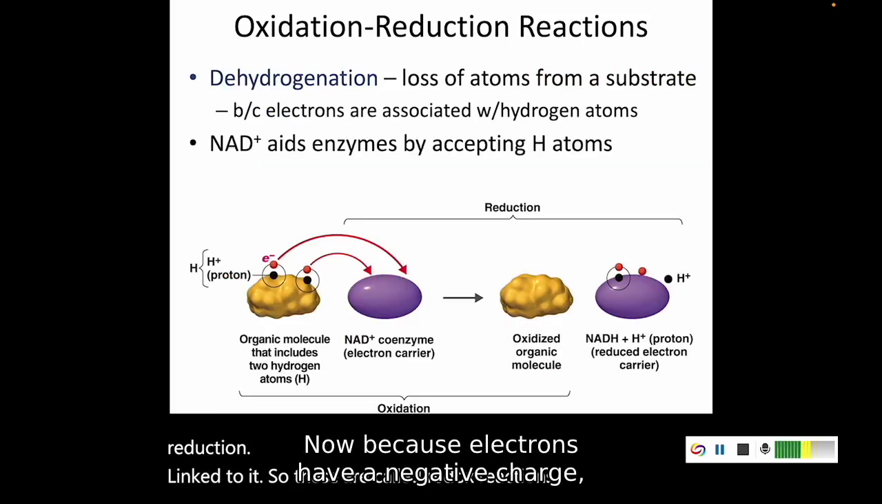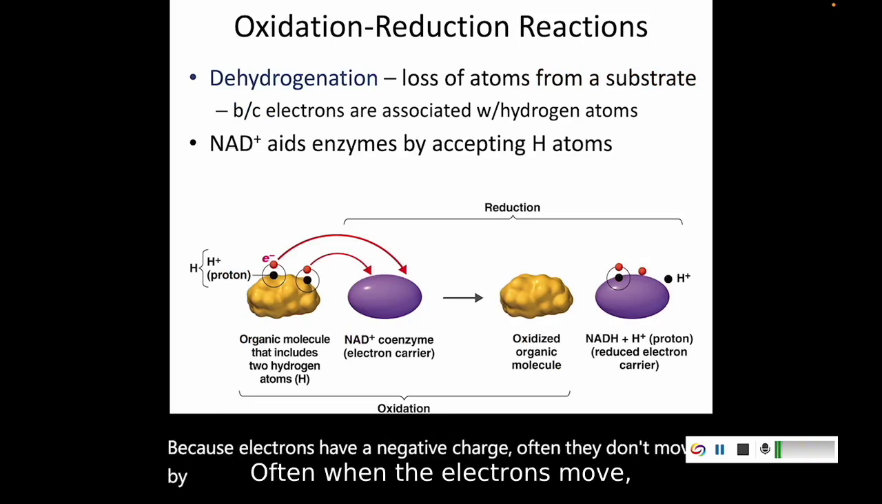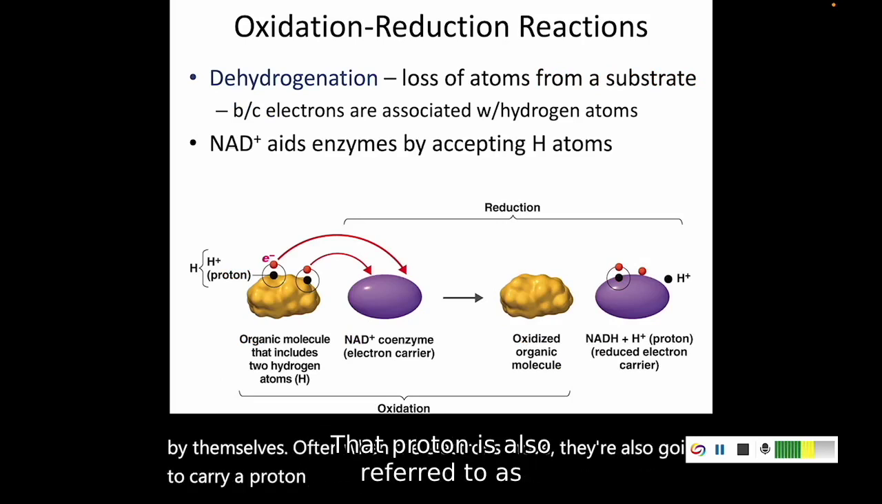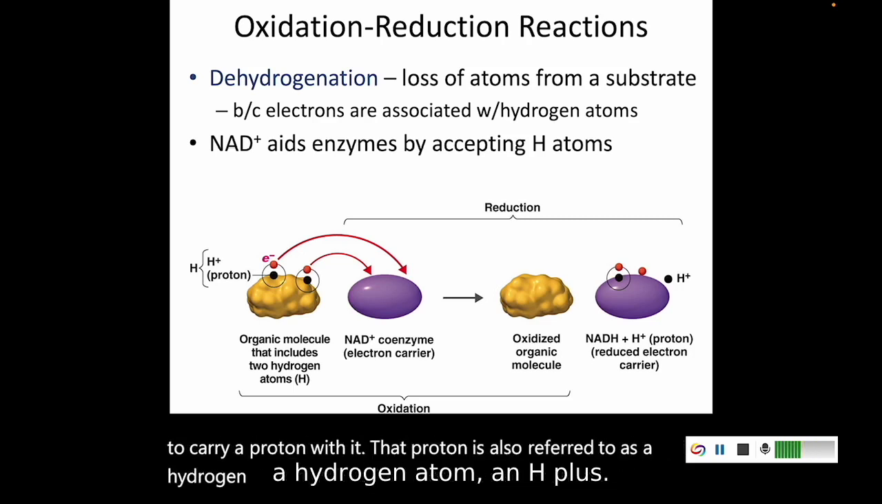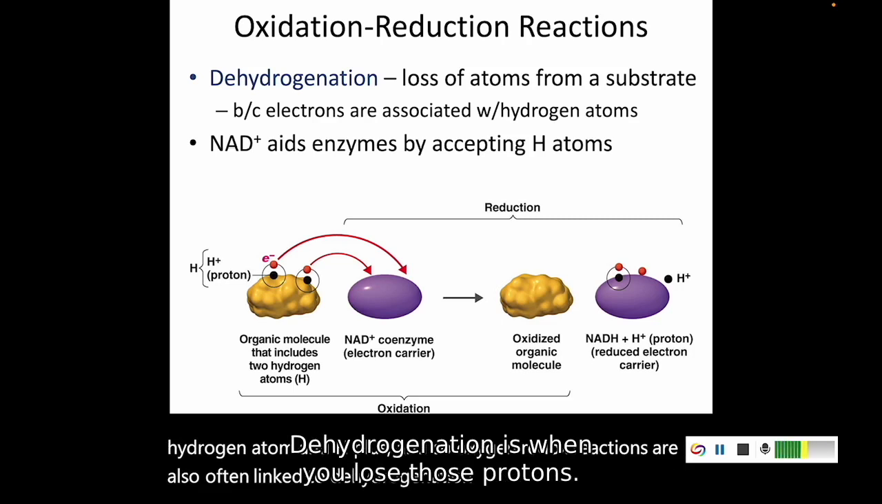Now, because electrons have a negative charge, often they don't move by themselves. Often when the electrons move, they're also going to carry a proton with it. That proton is also referred to as a hydrogen atom, an H+. And so redox reactions are also often linked to dehydrogenation. Dehydrogenation is when you lose those protons.